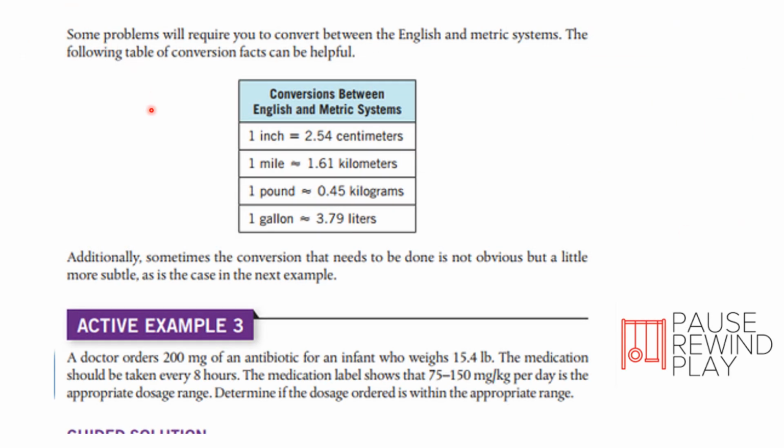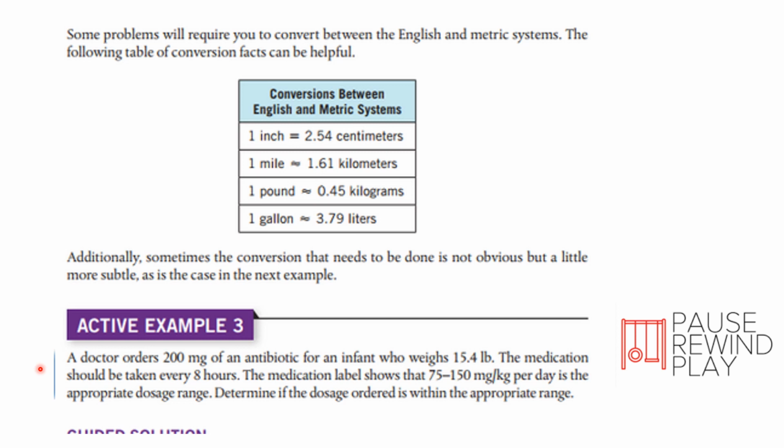Some problems will require you to convert between English and metric systems. The following table of conversion factors will be helpful. An inch is 2.54 centimeters. A mile is approximately 1.61 kilometers. A pound is approximately 0.45 kilograms. And a gallon is approximately 3.79 liters. Additionally, sometimes the conversion that needs to be done is not obvious, but a little more subtle, as in the next example.